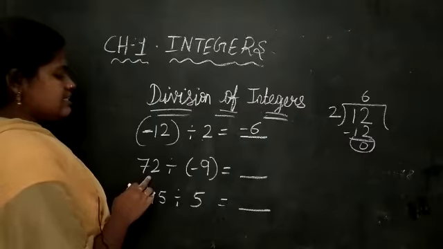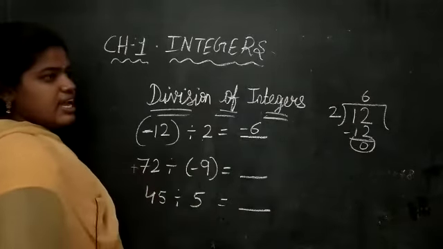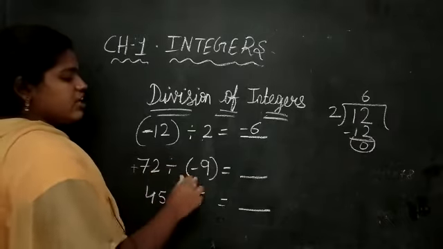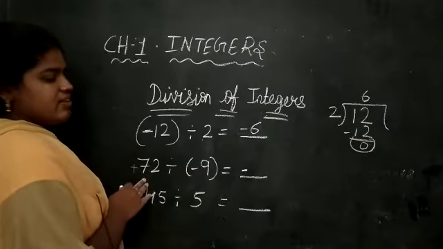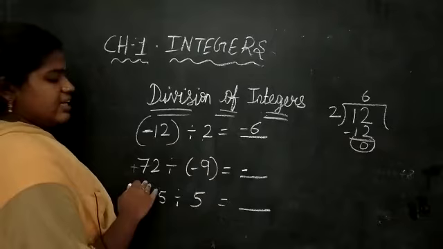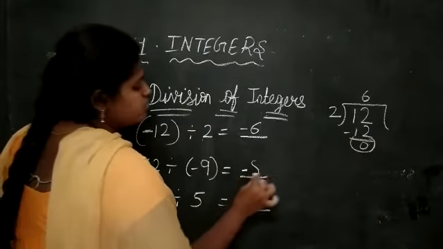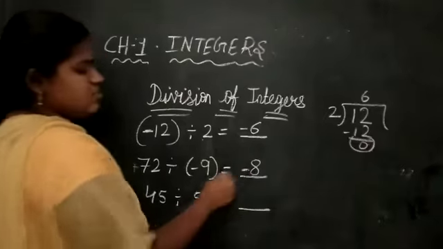Now here you can see 72 divided by minus 9. Again, one is positive, one is negative. Now what will you get? Positive divided by negative means negative only. Now in the 9 table, when do you get 72? 9 eights are 72. So minus 8 is your answer.